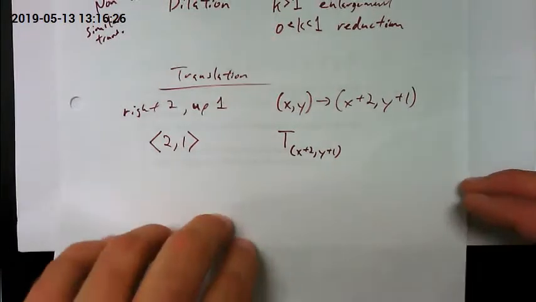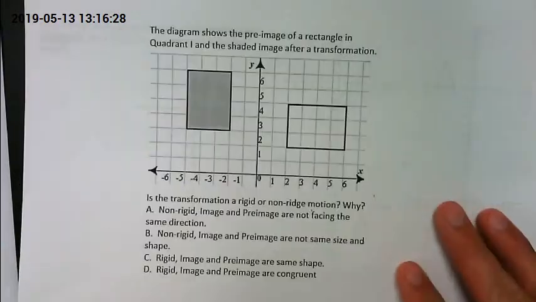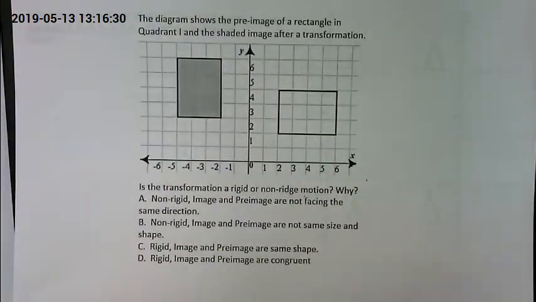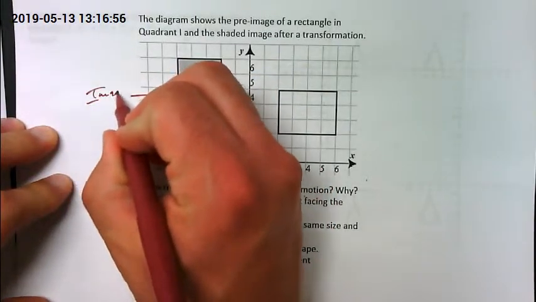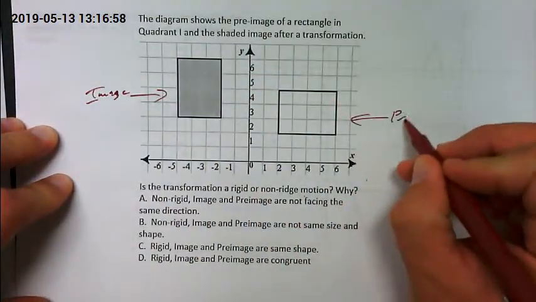All right. Now, on this first one. This first question is kind of basic, but we could add some other things to this. So they give us 2 diagrams. They tell us in the directions that the shaded image is our what? Is it the image or the pre-image? It's the image. So again, you got to read the directions in order to know which one's which here. So this is the image. This is the pre-image.